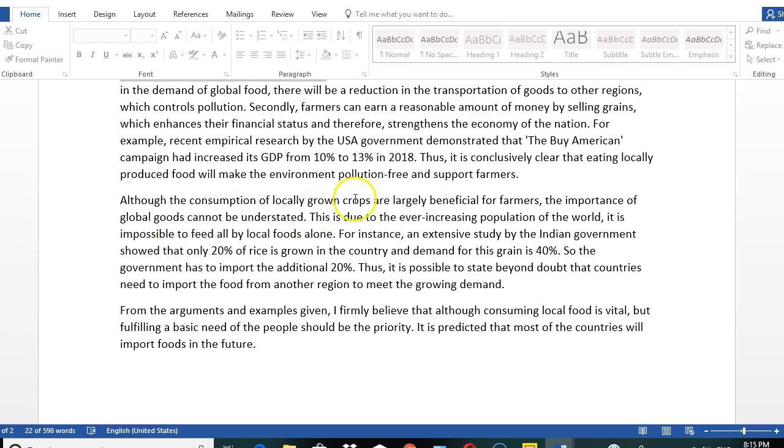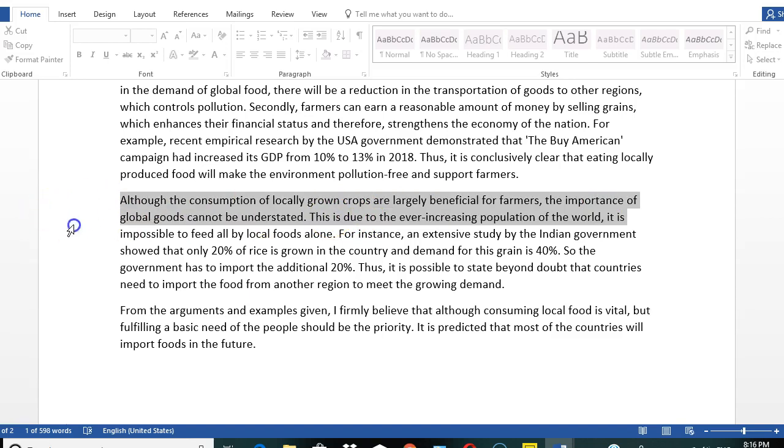Although the consumption of locally grown crops is largely beneficial for farmers, because your subject is consumption, your verb is not "are". You do not do the accord between the verb and the subject between crops and "are". It's between consumption and the verb to be. The importance of global foods cannot be understated.